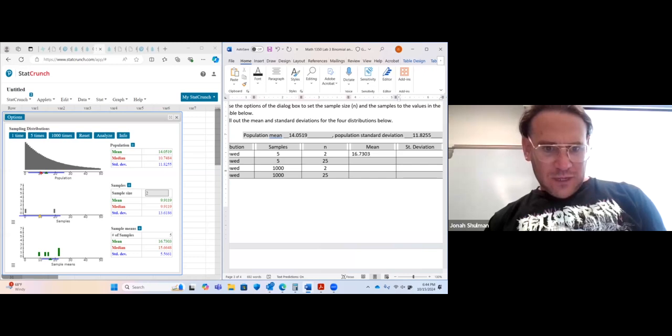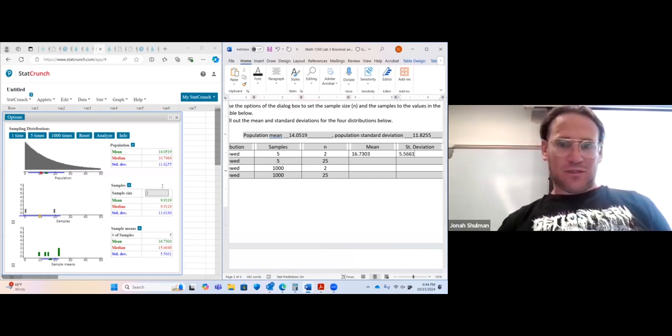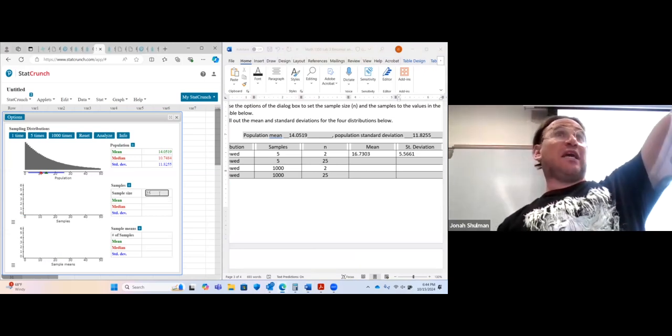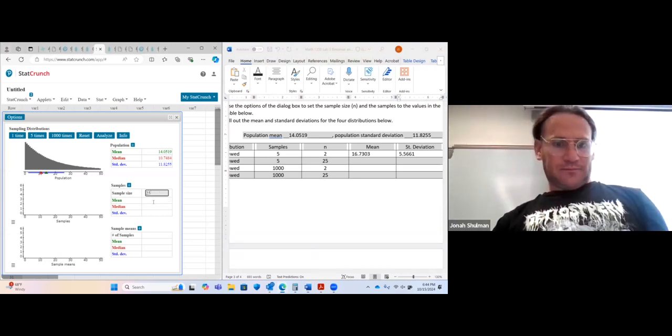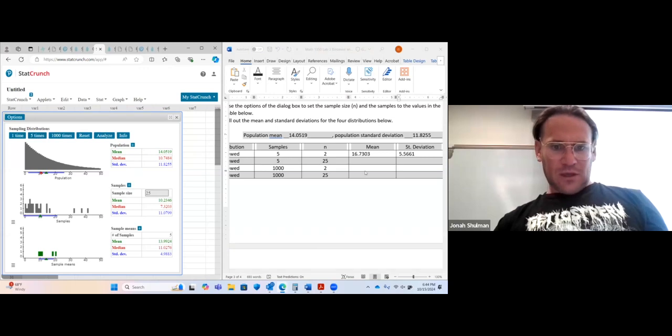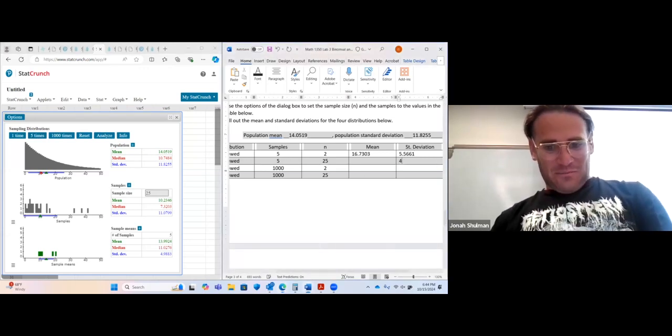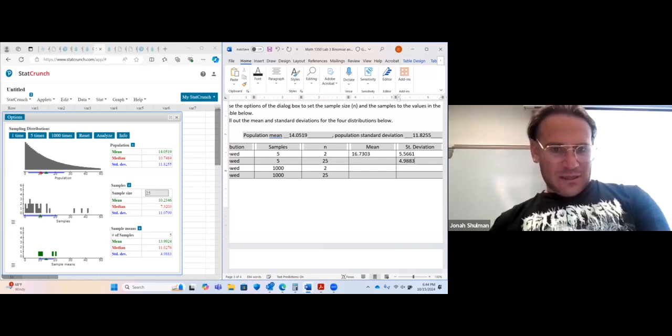Okay, so my first mean was 16.7303. My standard deviation was 5.5661. It's okay if that's not yours. Now I'm changing this to what? 25, which means my standard deviation should get smaller. 5 times. Boom. It's not much smaller, right? 4.9883.